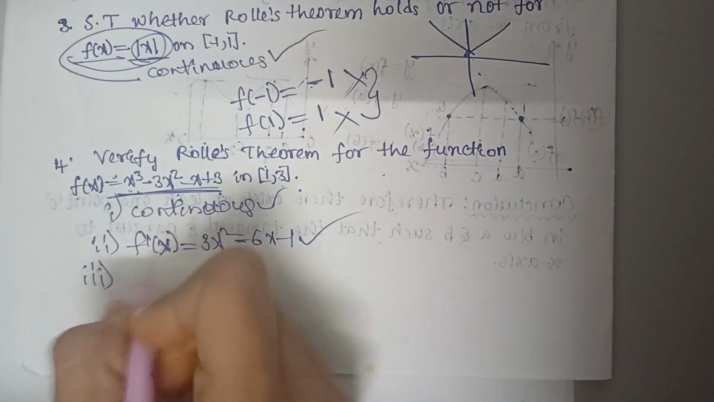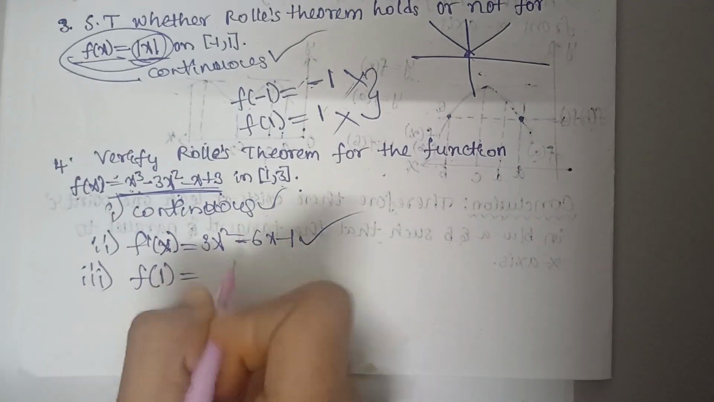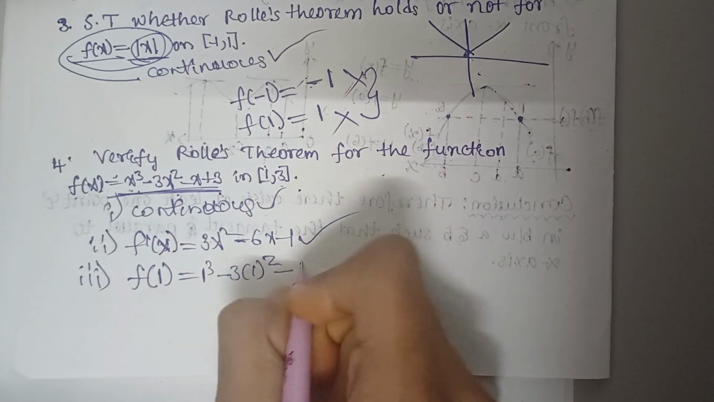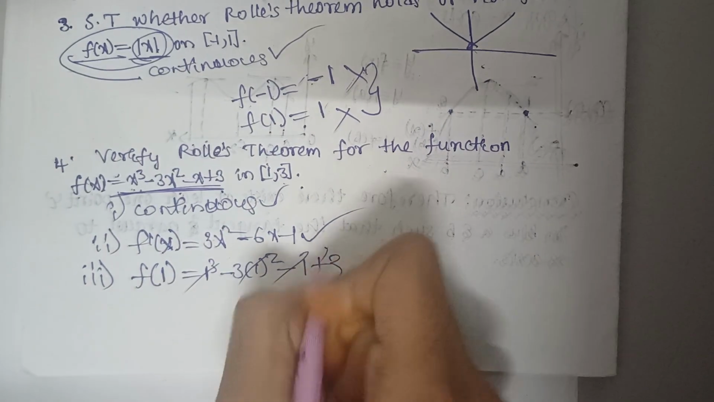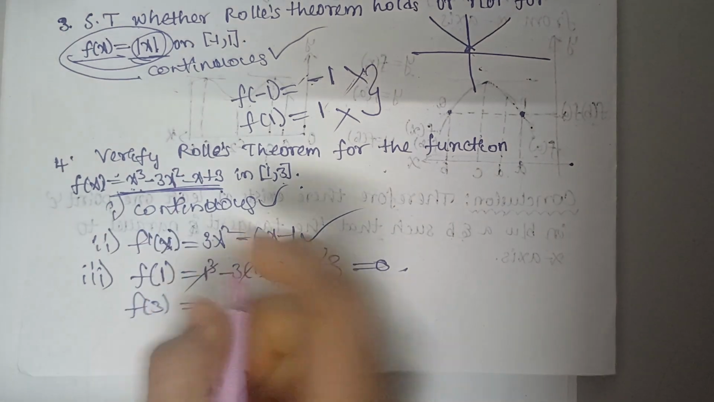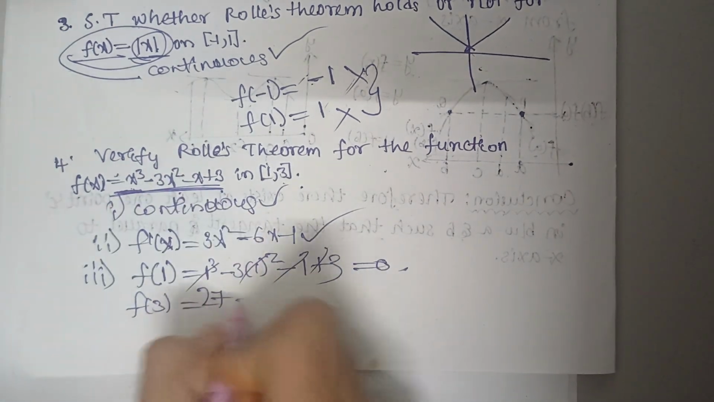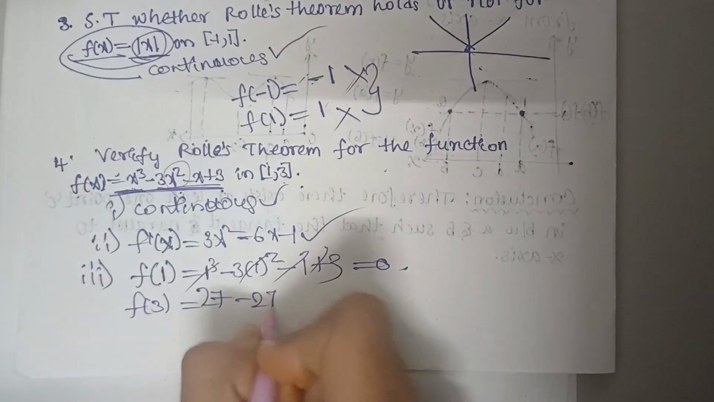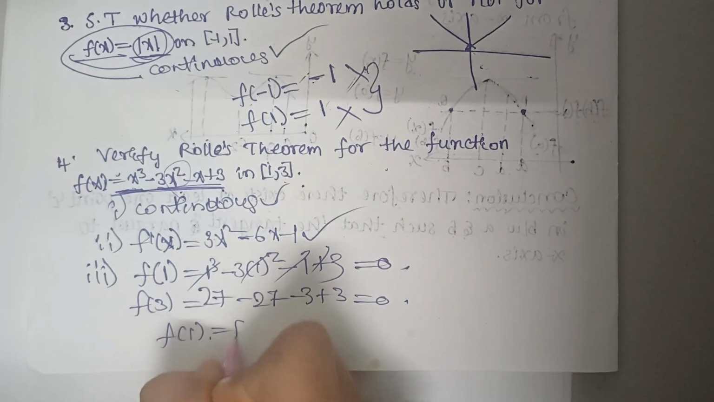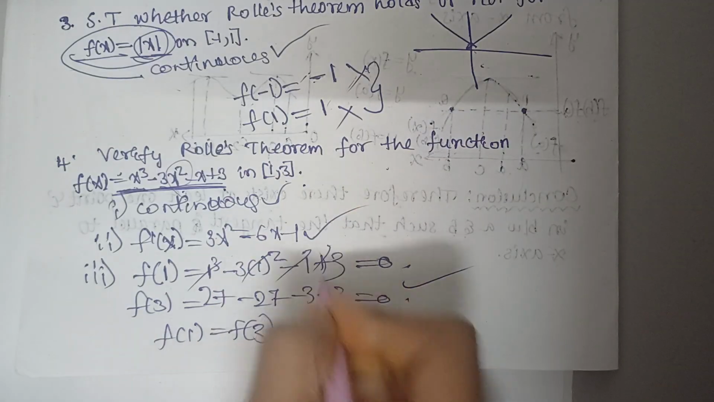And now coming to this third property, that is f of 1 should be satisfied. That is 1 cube minus 3 into 1 square minus 1 plus 3, which gives you nothing but 0. And now coming to f of b, that is f of 3, that is 3 cube 27 minus 3 into 3 square 27 minus 3 plus 3, which is again 0. That means your f of 1 is equal to f of 3. These three conditions are also satisfied.